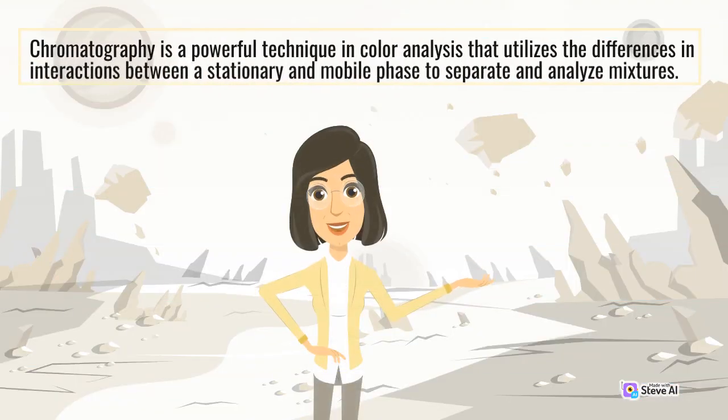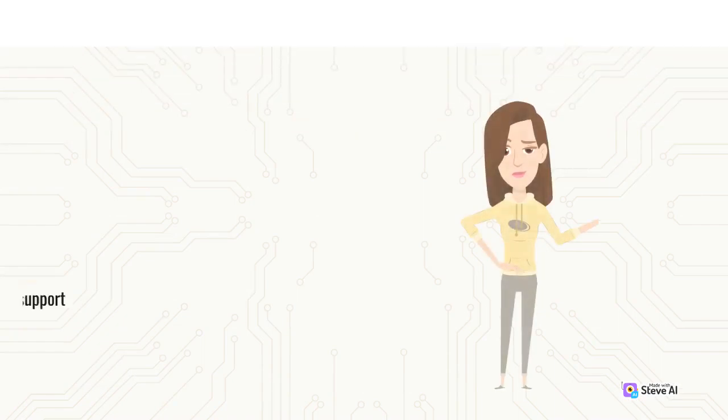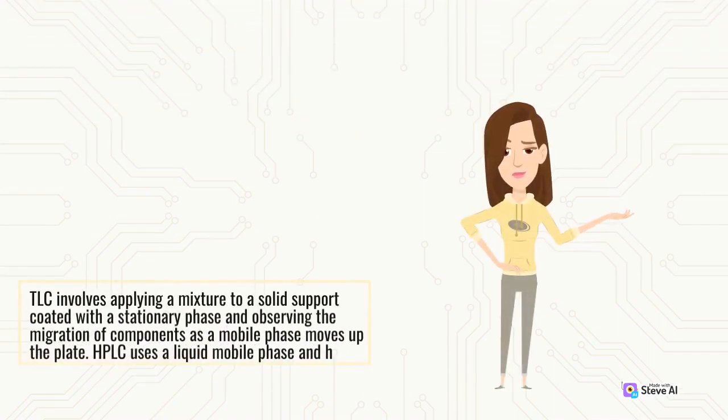Chromatography is a powerful technique in color analysis that utilizes the differences in interactions between a stationary and mobile phase to separate and analyze mixtures. TLC involves applying a mixture to a solid support coated with a stationary phase and observing the migration of components as a mobile phase moves up the plate.